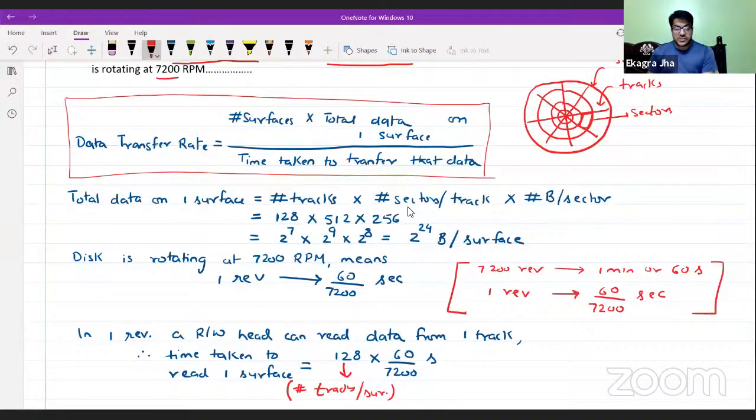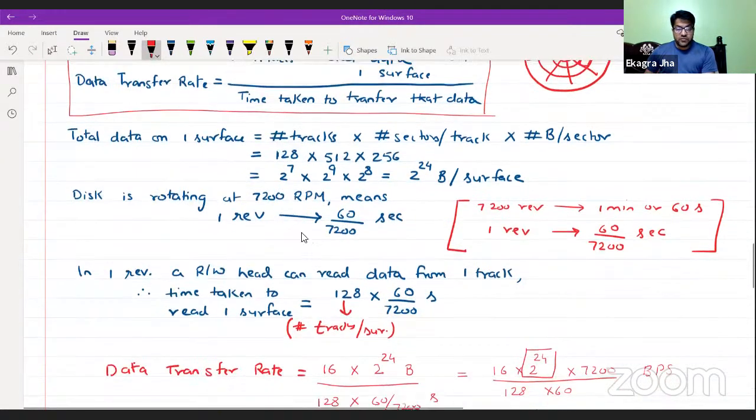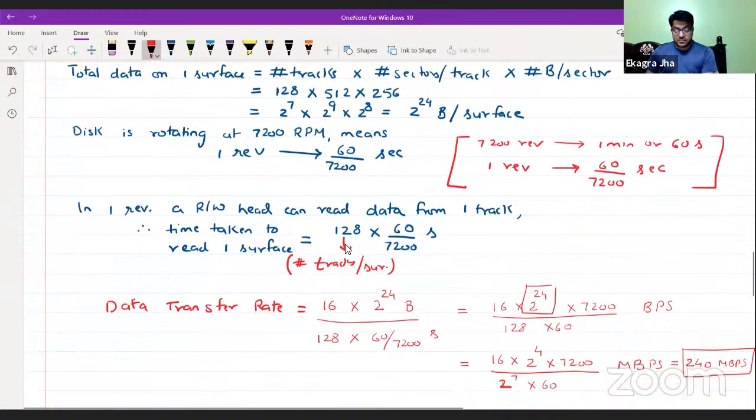No Rishi, this session is not for the EC guys. In your EC subject, you don't have these topics. These topics are dedicatedly in the CS branch syllabus, not for the EC branch. Fine. So remember the data transfer rate formula and the way to find all the figures.